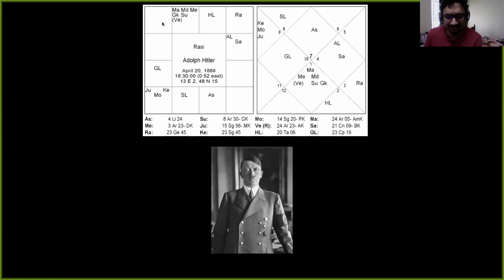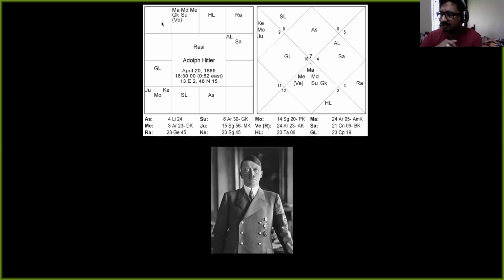And Aries is actually the Rashi associated with war. Psychological warfare is associated with Scorpio. The actual war is associated with Aries. So you could definitely say that Hitler brought about a lot of war and destruction as an expression of his karma. And he was definitely a great leader.